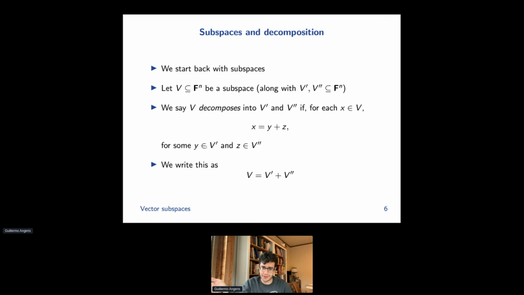I wouldn't worry too much about it. For now, just think of it as I've defined the notation such that the bottom thing is true if and only if the top thing is true. So V equals V prime plus V prime prime.